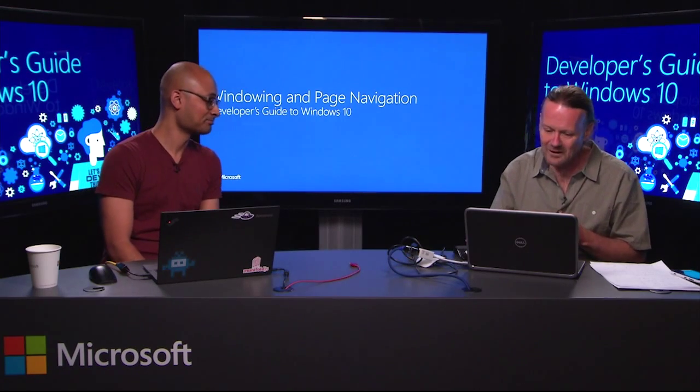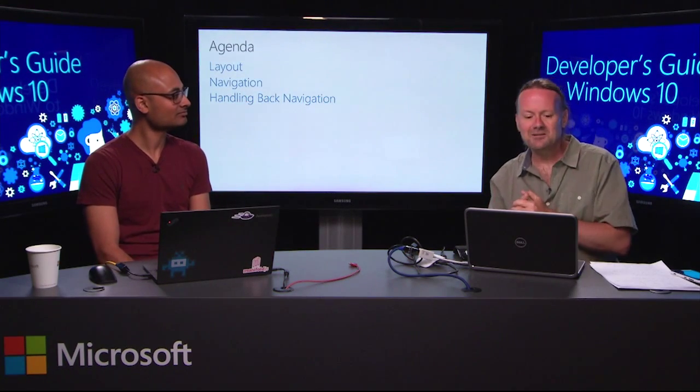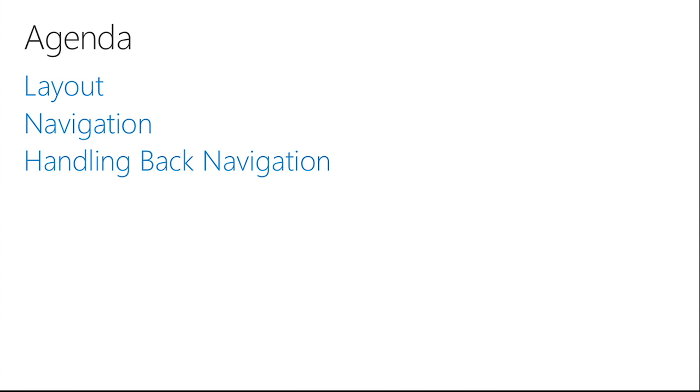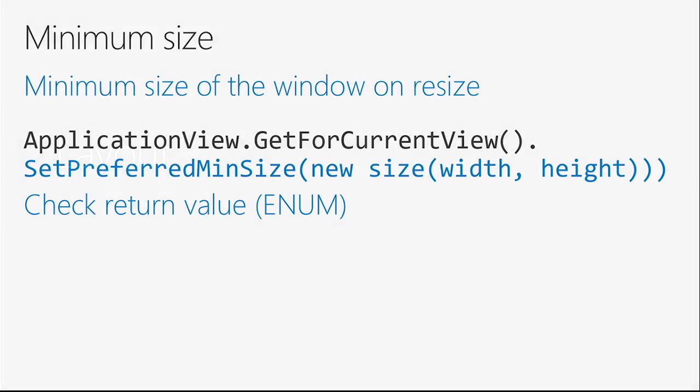So what we're going to talk about here is, first, at a high level, windowing and the layout, and then the process of navigation between pages in your app, and then the big one is handling your back navigation. So first of all, let's talk a little bit about layout. First of all, some useful APIs for you.